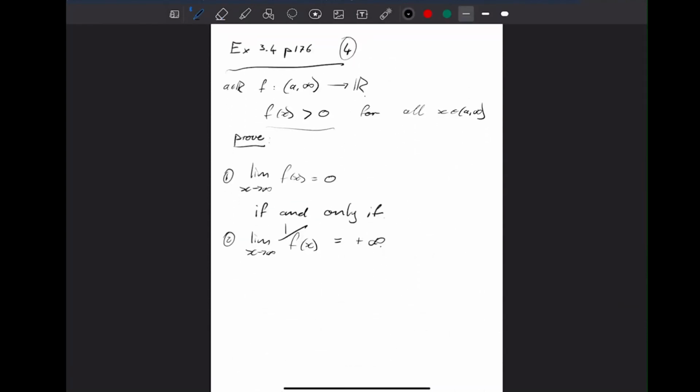Now we still need to prove 2 implies 1. And the proof is very similar, so I will go a little bit faster. So proof 2 implies 1.